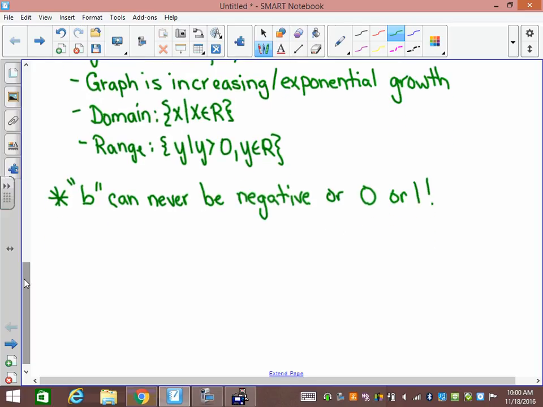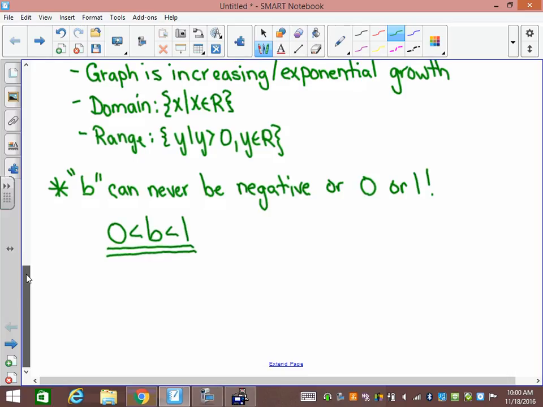So we looked at when b was greater than 1. We didn't look at when b was 1, right? We looked at when b was greater than 1. And now we're going to look at when b is between 0 and 1, but not inclusive of 0 and 1, right? Just between 0 and 1. So now we're going to look at when 0 is less than b is less than 1. So type into your calculator y equals 2 times 1/2 to the x.